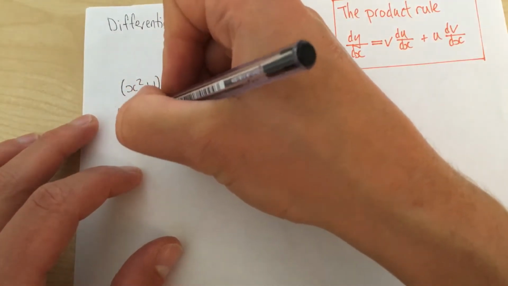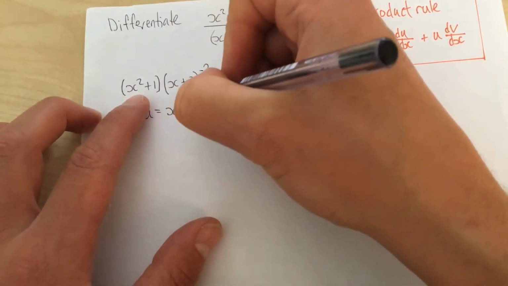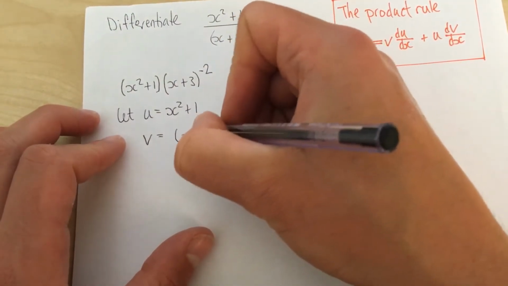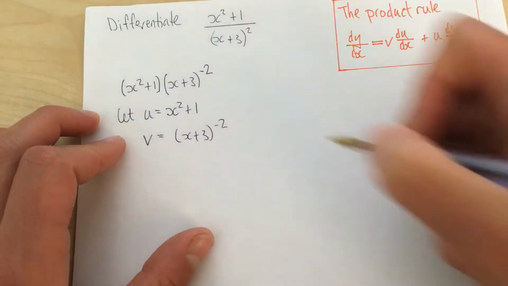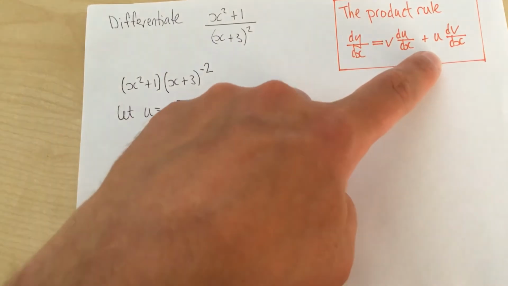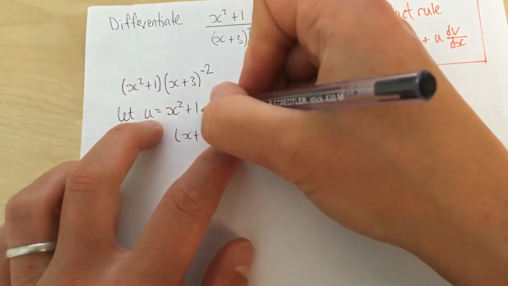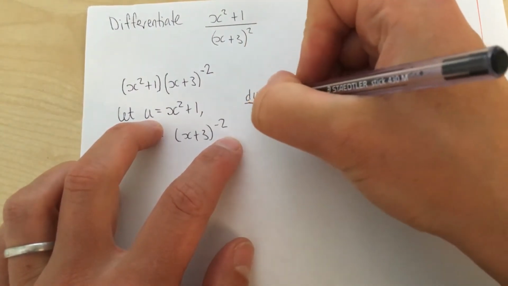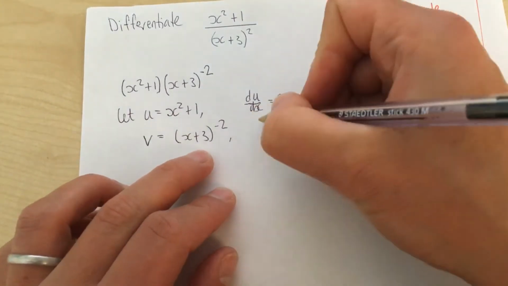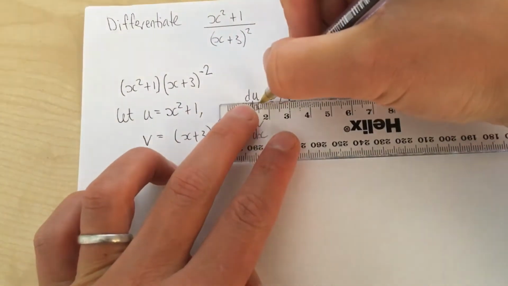So we will say let u equal our first term here, which is x squared plus 1. And similarly, we'll have v equals (x plus 3) to the power of negative 2. And then in the product rule, dy by dx equals v du dx plus u dv dx. We need to work out the derivative of each of these with respect to x. So du by dx equals 2x. And here, for dv by dx, we're going to need to use the chain rule to work this out.